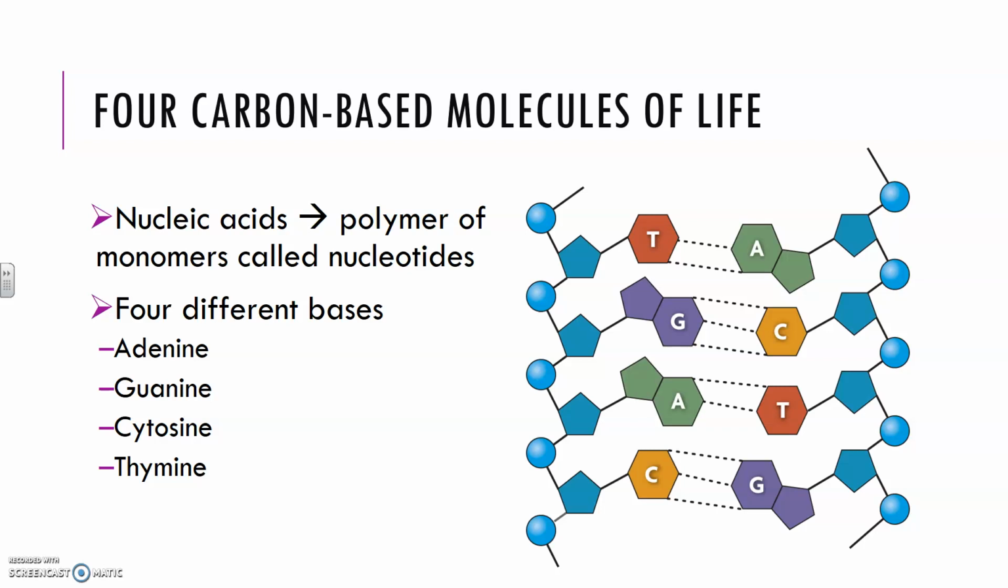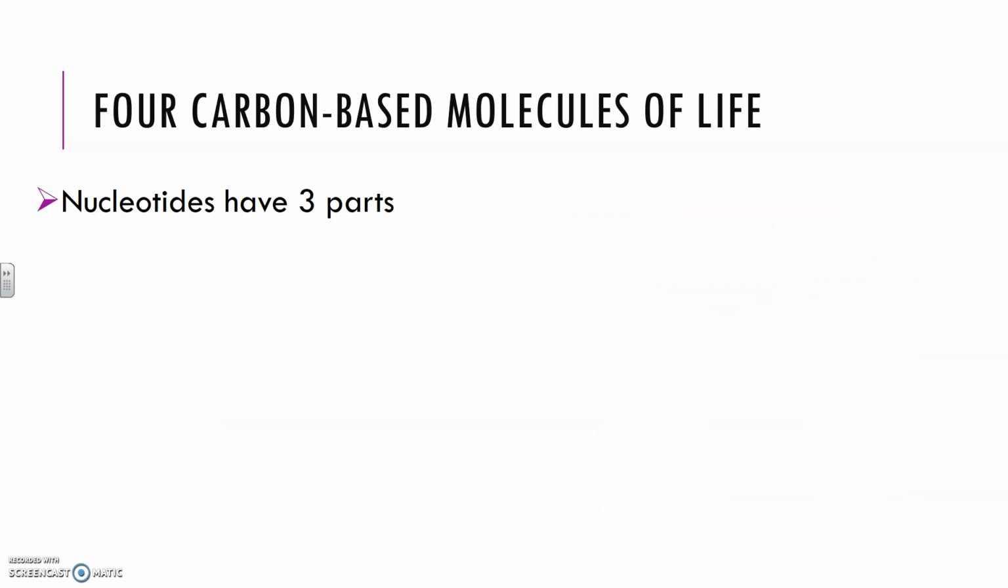Nucleic acids come in two different forms, DNA or RNA. DNA is deoxyribonucleic acid, and RNA is ribonucleic acid. Nucleotides have three different parts. You have your sugar, which is either a ribose or a deoxyribose. The only difference is that ribose has an extra oxygen, hence the deoxy, deoxygenated, fewer oxygens, in the deoxyribose.